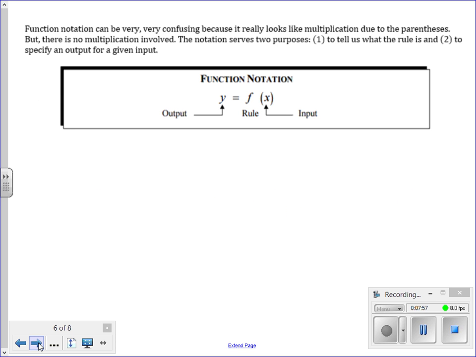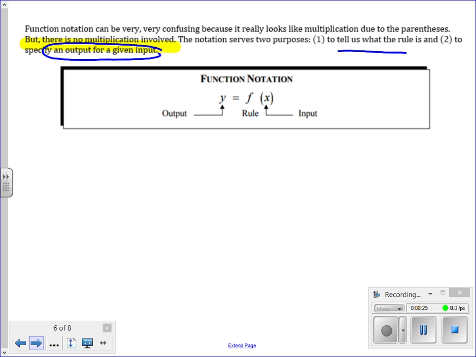And here's a little note that function notation can be very, very confusing because in reality, it kind of looks like multiplication just because of the parentheses. But we have to be really careful and note that there is no multiplication involved here. This notation serves us 2 purposes. The first is to tell us what the rule is. The rule is like x squared plus 1, whatever the equation is. And 2, it gives us an output for an input.